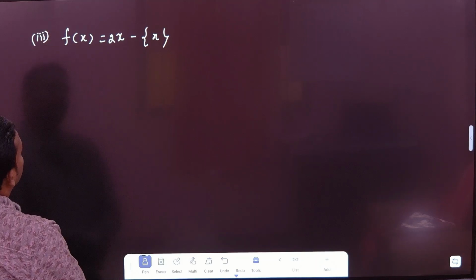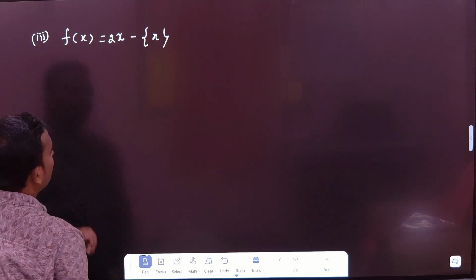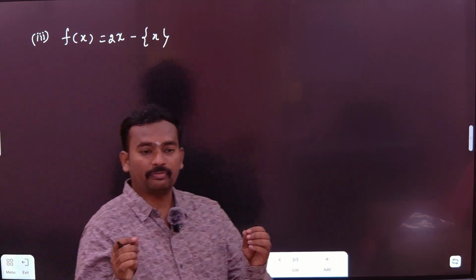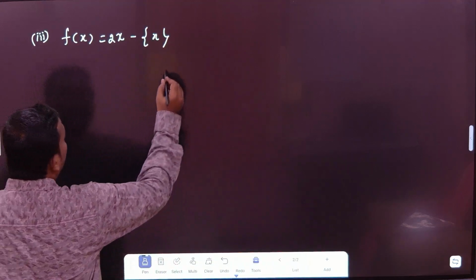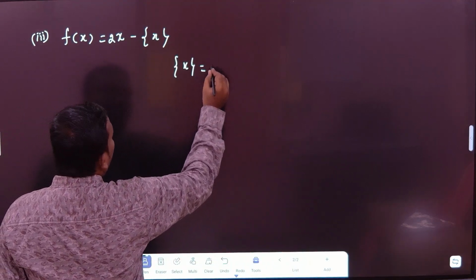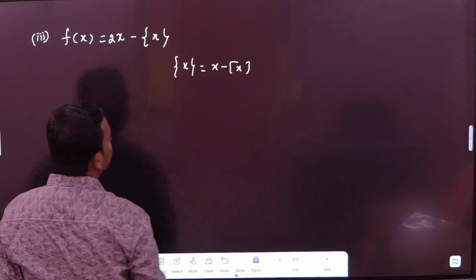Okay, how to do this? You can observe one thing. What is the fractional part function's definition? It is x minus the greatest integer function, right? So the fractional part function is equal to x minus the greatest integer function, which you can use.